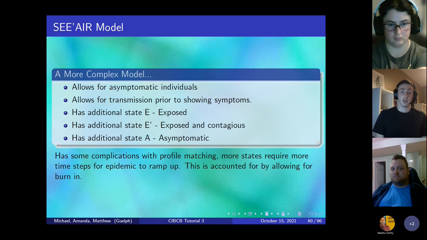This has some complications with profile matching that come from simulation. More states require more time steps for epidemics to ramp up, and this is accounted for by allowing some burn-in. So we take a look at some of these patient zero impacts, and we also take a look at some of the impacts of burn-in.